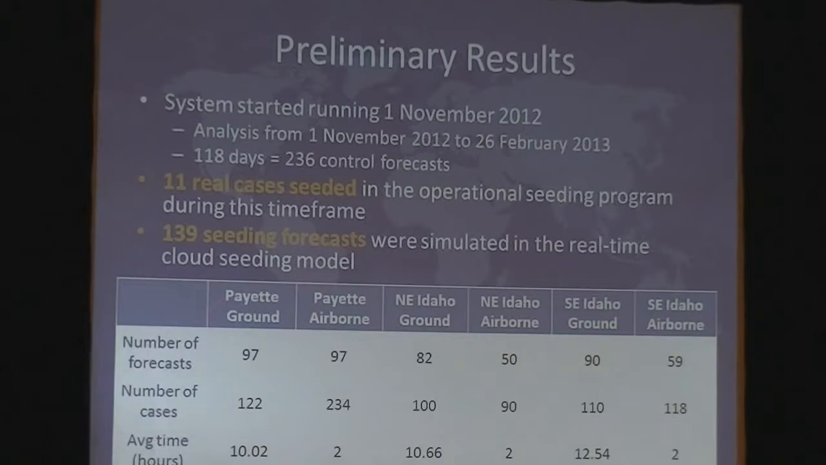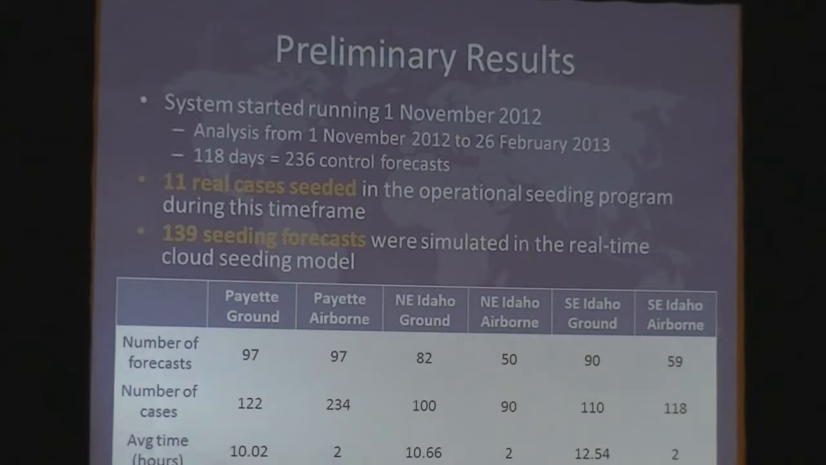But so here we can see for each of those 3 regions, we've got the Payette, ground versus airborne, the northeastern Idaho, ground versus airborne, and southeastern Idaho, ground versus airborne. The number of seeding forecasts for each of those, as well as the number of actual seeding cases, where a seeding case is defined as when the seeding gets turned on or off for ground-based seeding, or the flight time, how many flights have we done for airborne, as well as the average time for each of those. You'll notice the average time for the flights is always 2 hours. That is set in the algorithm, that the flight cannot be any longer than 2 hours, and it will always be 2 hours.